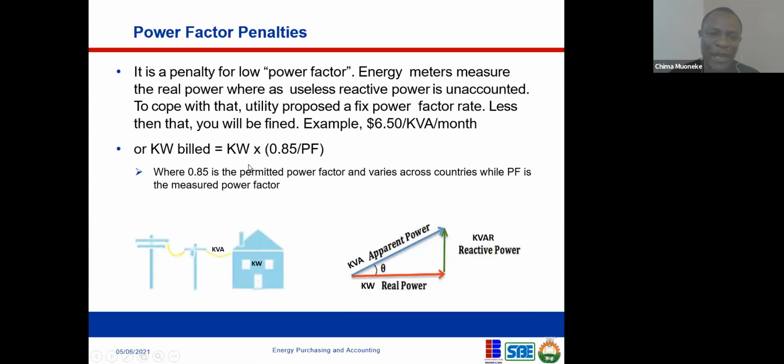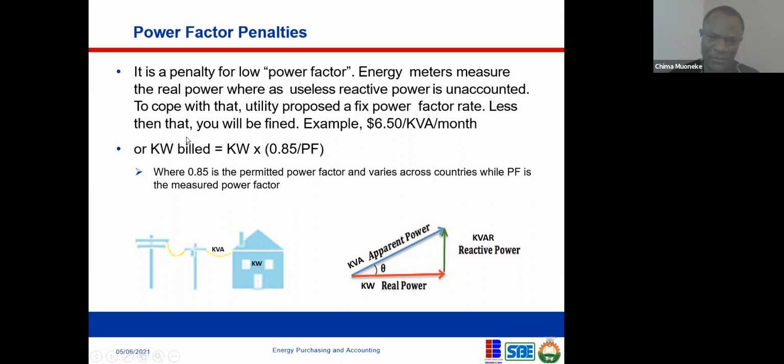So they multiply your highest demand times the accepted power factor that they want, divided by the measured power factor. That is the power factor that your meter is. So if your meter is reading 0.7, this power factor here will be 0.7. By the time they execute this calculation, they will arrive at how much they're going to bill you for the wrong power factor.